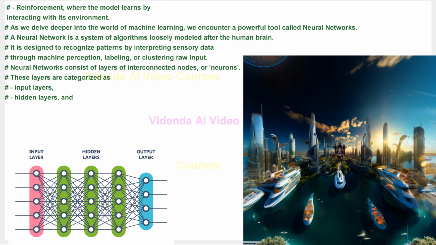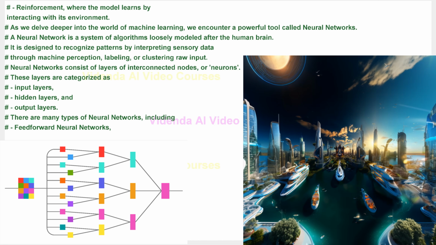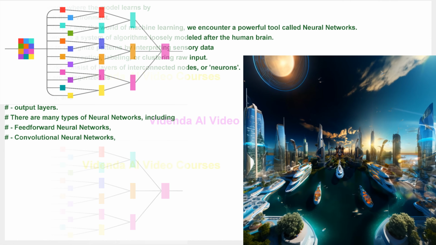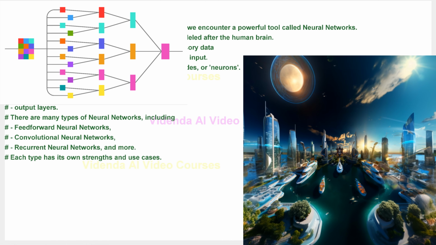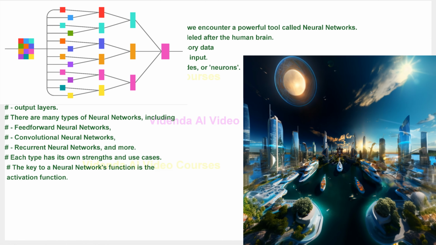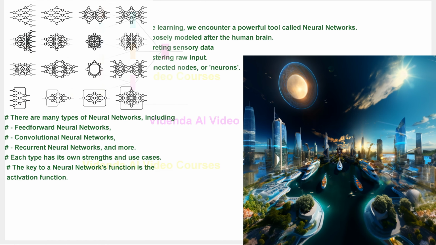There are many types of neural networks, including feed-forward neural networks, convolutional neural networks, recurrent neural networks, and more. Each type has its own strengths and use cases. The key to a neural network's function is the activation function. This determines whether a neuron should be activated or not based on the weighted sum of its input.